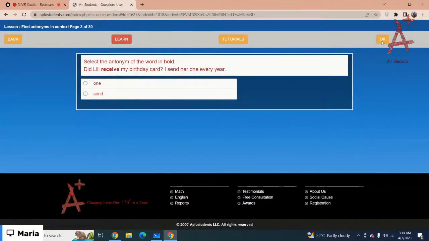The next one is did Lily receive my birthday card? I sent her one last year. I send her one every year, which is the correct option. Yes, receive and send are the antonyms, so it would be send.